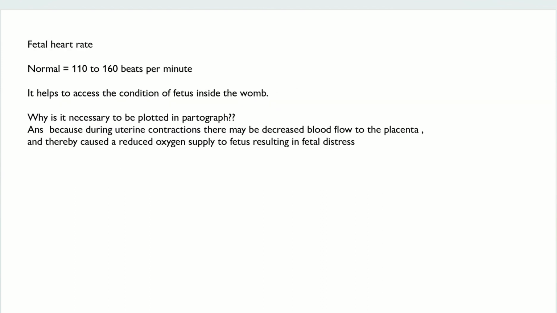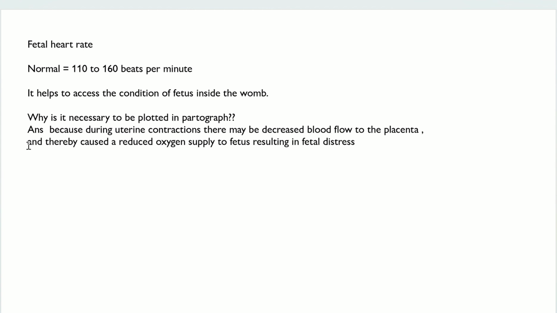Now the next thing is, what is the normal fetal heart rate? Since we are going to talk about the fetal heart rate, let's go directly into that topic. So the normal fetal heart rate is 110 to 160 beats per minute. It helps to assess the condition of the fetus inside the womb. Okay, so what is the importance of fetal heart rate? It helps to assess the condition of the fetus. And why is it necessary to be plotted in the partograph? Why are we plotting it?